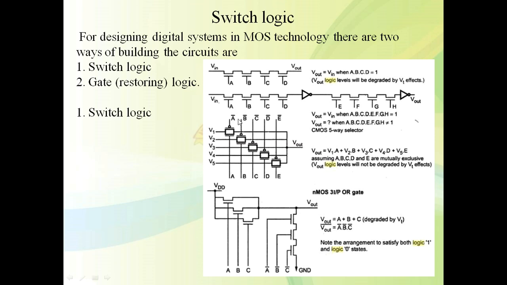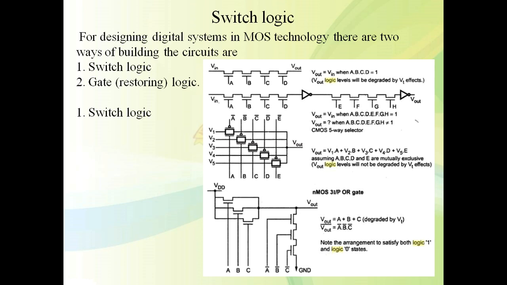So here the logic level is degrading, hence an inverter is used, and here one more inverter is used. But when the input is equal to 1, you will definitely get output equal to 1. But what about the other case, with the inverter? At that time logic 0 is not maintained. So it is due to the threshold voltage effect, the Vt effect.